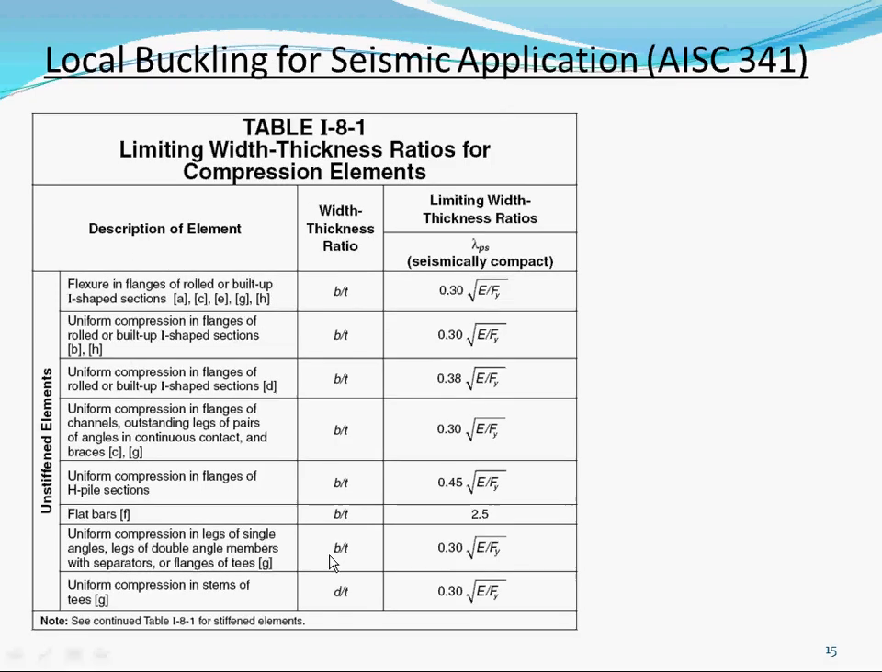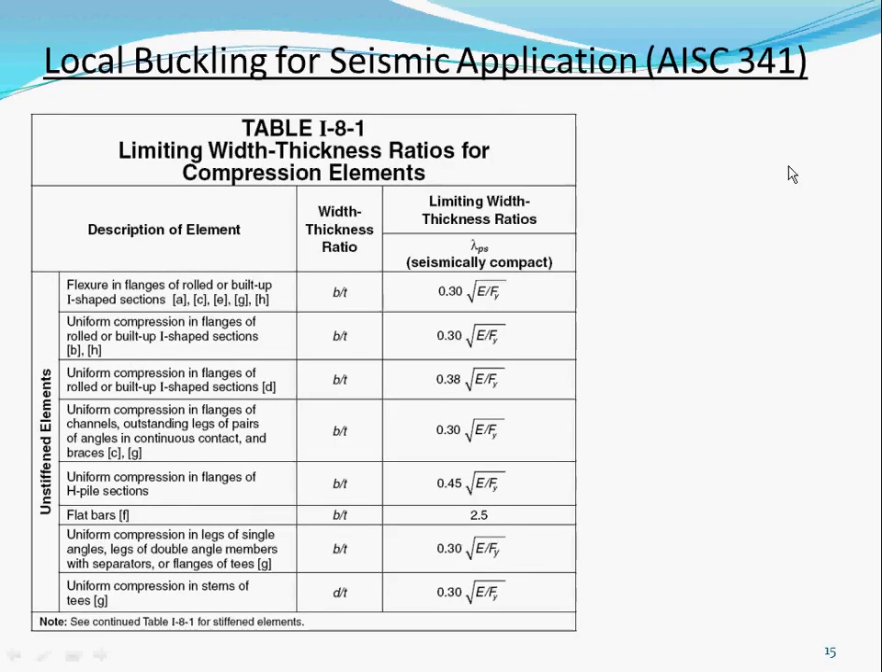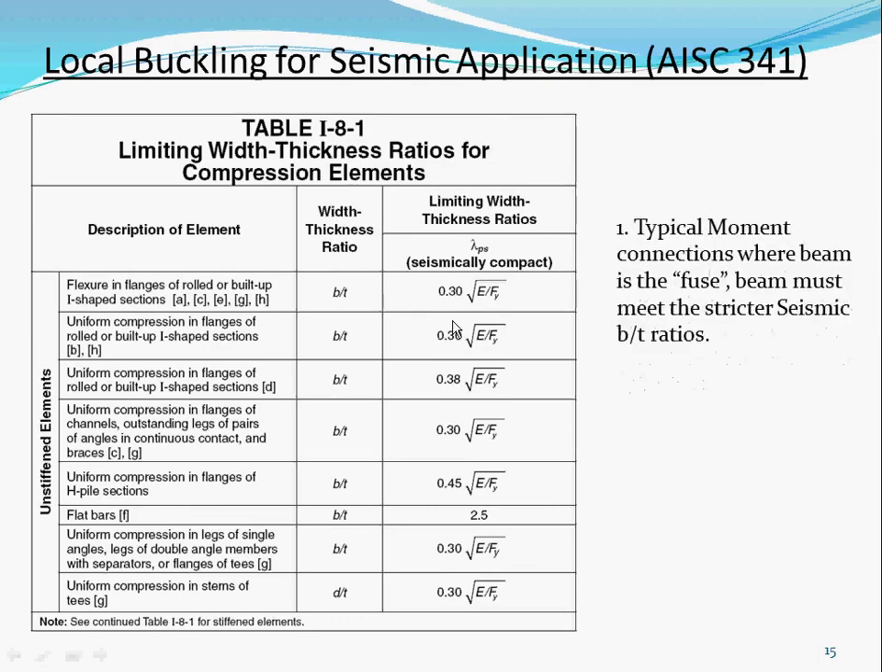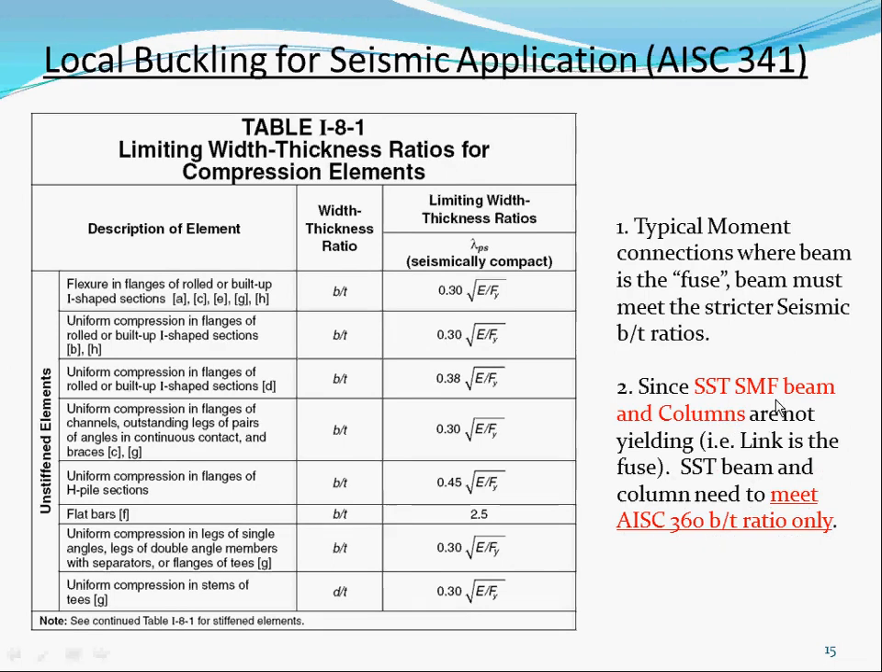Here is the B over T per 341. As you can see, it's a lot more stringent than the other ones. Before you could see 1 point something, now it's only 0.3. So the ratio is a lot smaller to get a compact section. Typically, moment connections where the beam is yielding must meet this ratio. Our beams and columns are not yielding, so we don't need to meet this ratio. We only have to meet the 360.